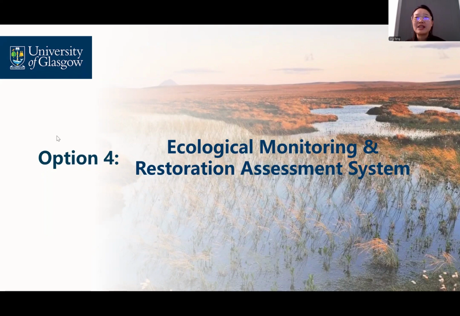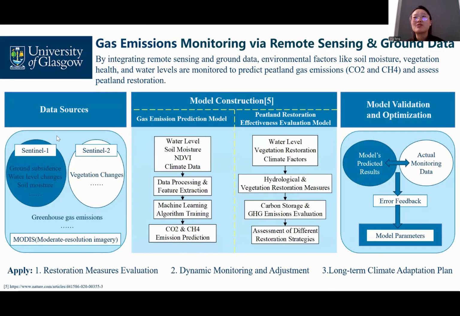I will introduce a data fusion model that combines remote sensing and ground monitoring data to predict gas emissions and assess the effectiveness of restoration measures, providing scientific support for optimizing restoration strategies. The model consists of 3 key components. First, data source. Here I only showcase the data acquired from the Freeze observation platform based on satellite remote sensing technology.